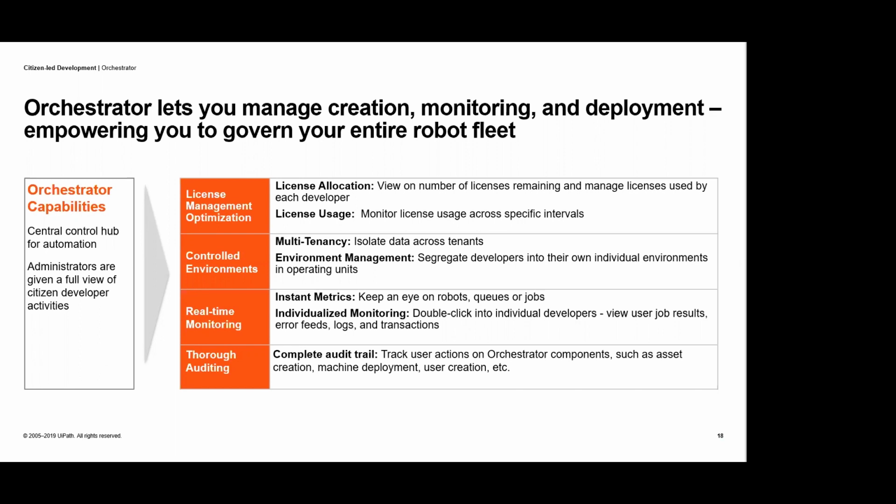Real-time monitoring, all these metrics and logs that the orchestrator collects to help the COE keep an eye on the robots, queues, jobs. Not only that, but individualized monitoring so that administrators can just double-click into individual developers to view user job results, error feeds, logs, and transactions. And lastly, a complete audit trail tracking user actions on orchestrator components, such as asset creation, machine deployment, user creation, etc. So all of these help provide companies with controls in place to make sure their citizen development program will not become the next Frankenstein project.